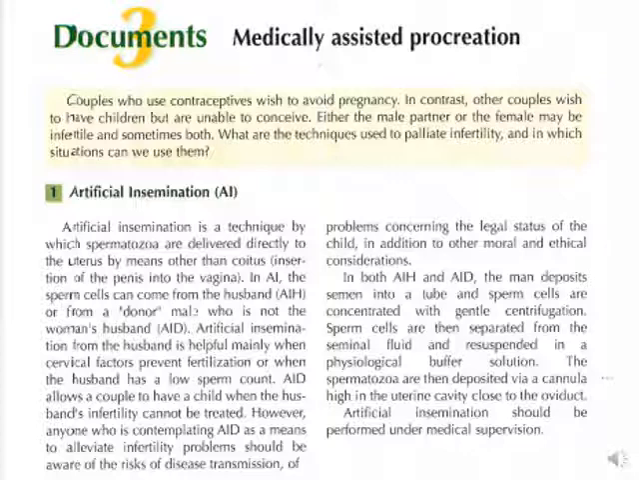Either the male partner or the female may be infertile, and sometimes both of them. So what are the techniques? One of them is artificial insemination, a technique where sperm are delivered directly into the uterus by means other than coitus, the insertion of the penis inside the vagina. In artificial insemination, AI, the sperm cells can come from the husband, so we call it AIH, artificial insemination husband, or from a donor, AID, artificial insemination donor.